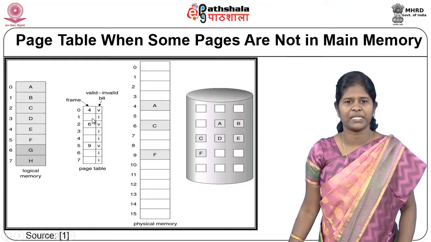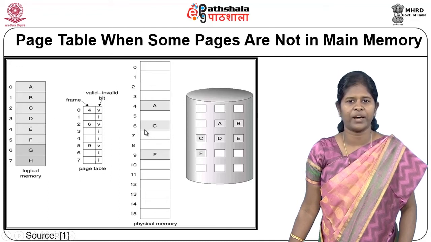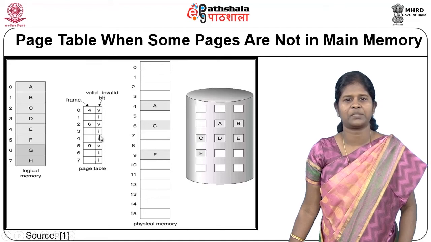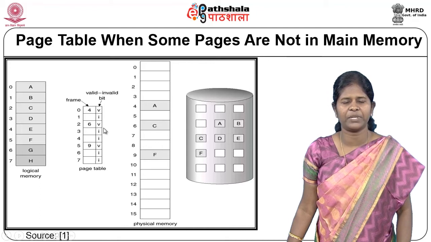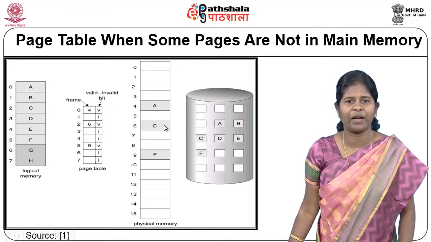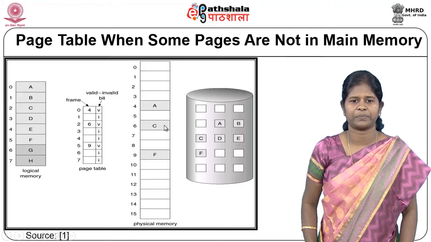The third page C is in the backing store, it is also in the physical memory, and hence it is marked as valid, and the frame number 6 is put here. And the next page D is kept in the backing store, it is not in the physical memory, and hence it is marked as invalid. So, this is how the valid invalid bit will be set when you have a demand paging mechanism.